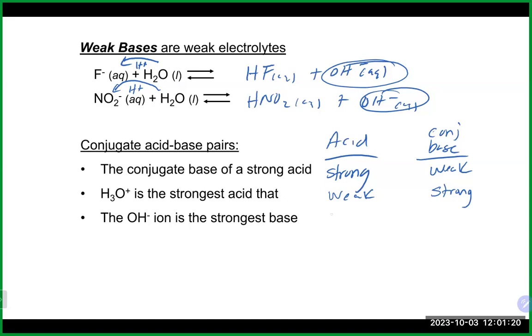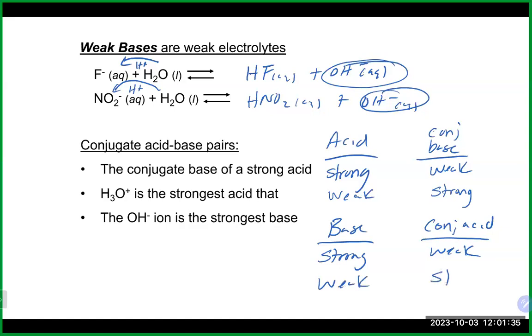And same thing with our bases and the conjugate acid. It's that opposite relationship. So if you have a strong base, it's going to be a weak conjugate acid. And if you have a weak base, it will be a strong conjugate acid. So there is that, again, opposite relationship, which is really important, especially when we get into salts and hydrolysis reactions. It can have an effect on the pH of the solution, depending what type of conjugate base is generated. Any questions on that there?